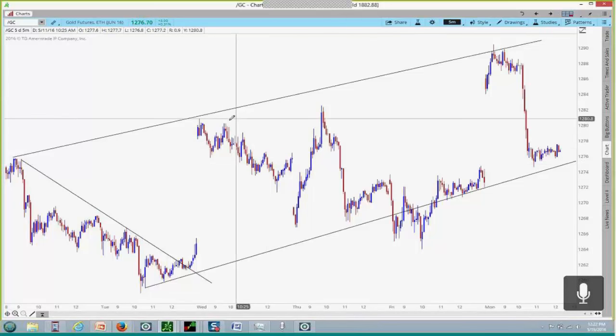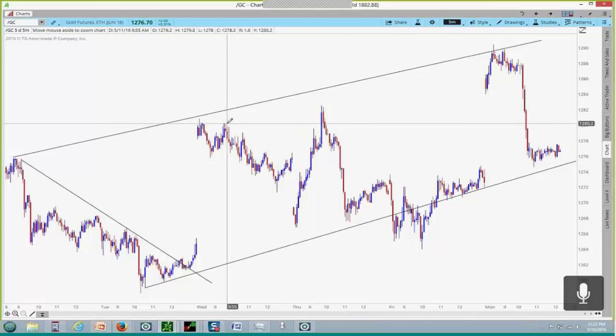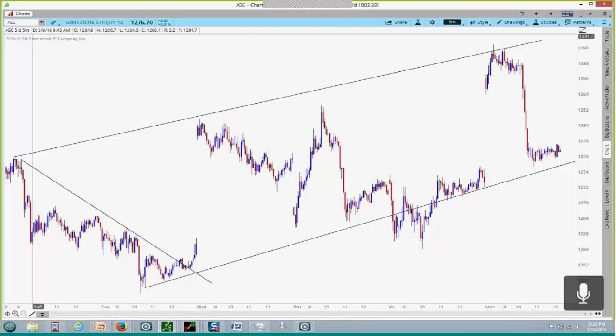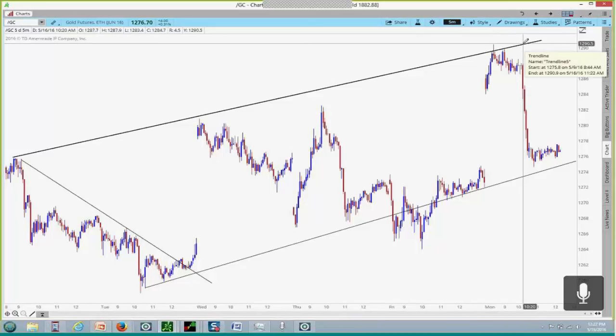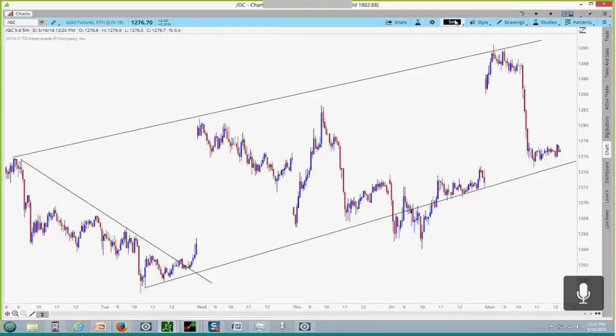And what I'm doing here is just showing that, notice the stair-step pattern. See, I can draw this. This is gold right here. This is a very radical move down. But we were at the top of the trend channel. So it wasn't completely out of the question. Now, this is a 5-minute chart.